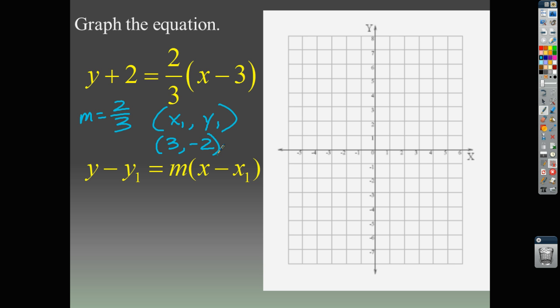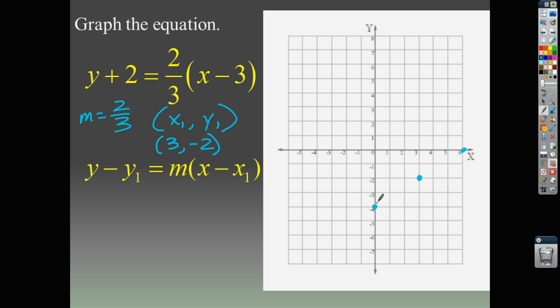So what I can do here is put on my point over 3, down 2. Then I'm going to use my slope, 2/3, to draw the rest of this. So up 2, and then right 3. And if I go down 2, I go left 3. And this one actually does have a nice y-intercept there.